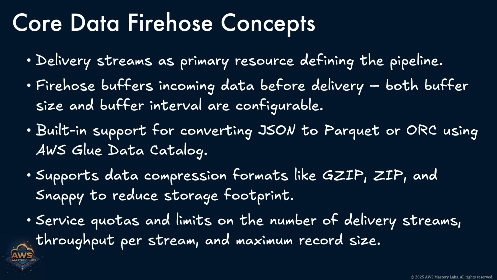Firehose supports record format conversion from incoming JSON data to Apache Parquet or ORC on the fly, leveraging your AWS Glue data catalog to apply schema definitions. This significantly improves query performance and reduces storage costs in systems like Amazon Athena.